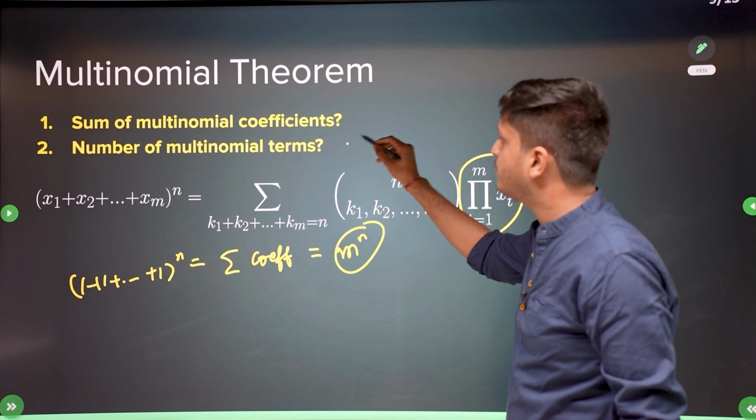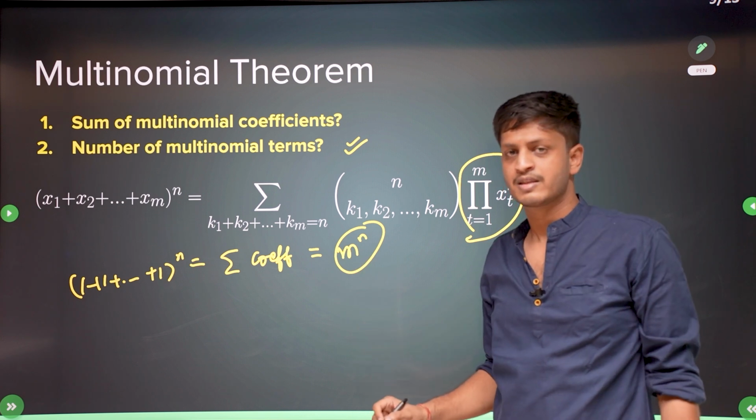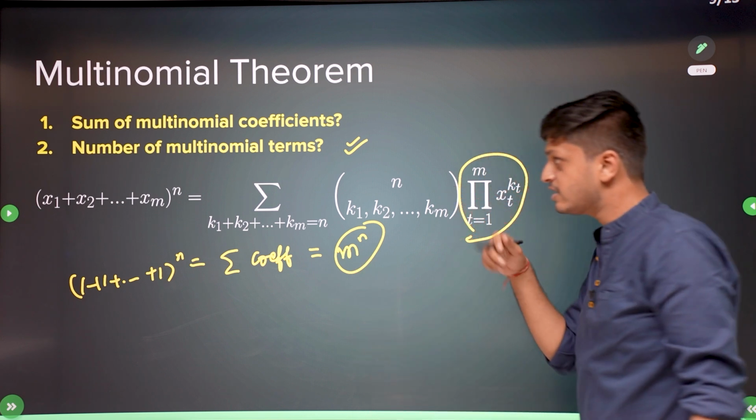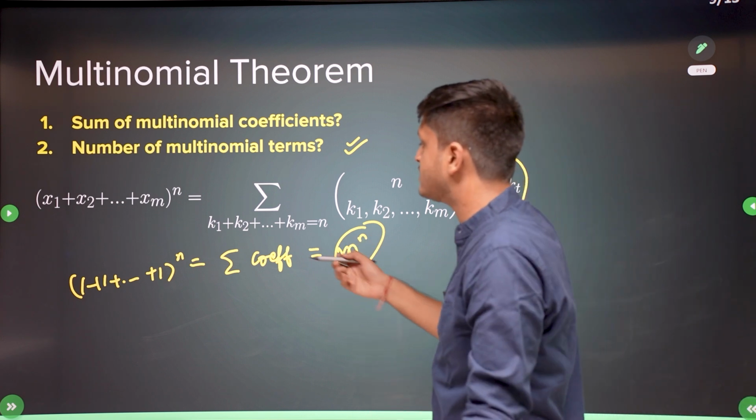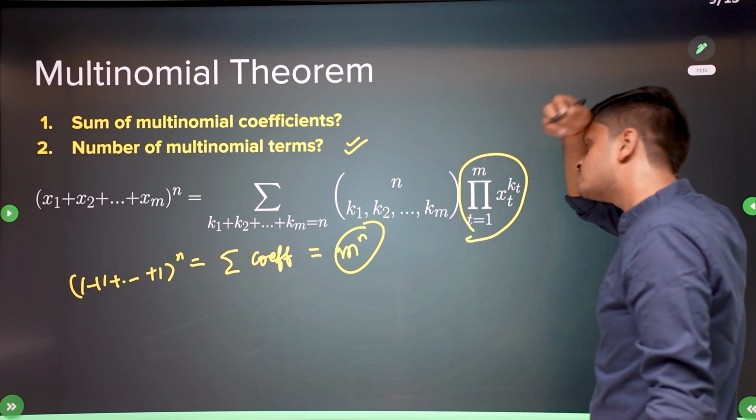And what is the number of multinomial terms? So in how many ways? So see, right?